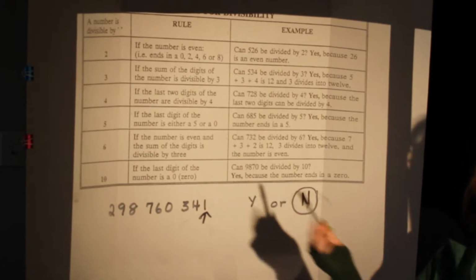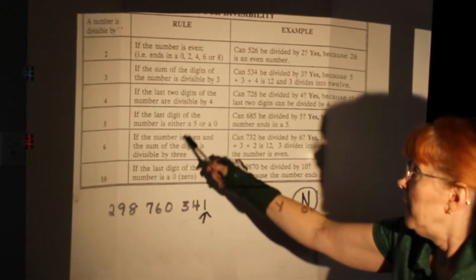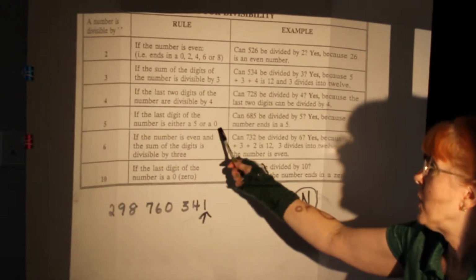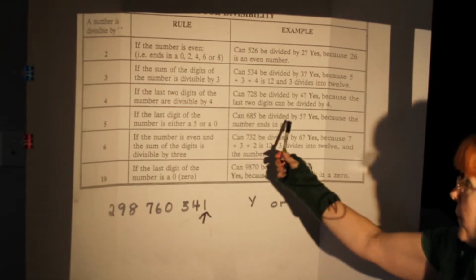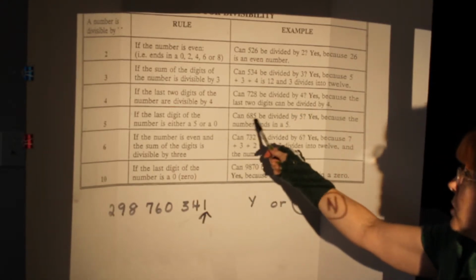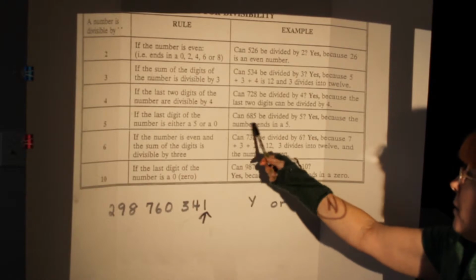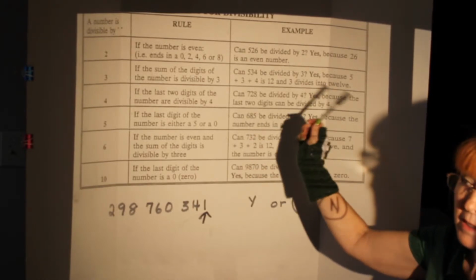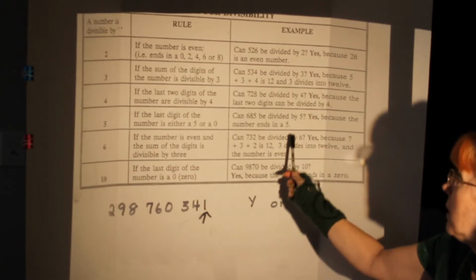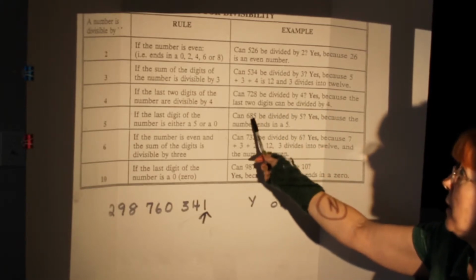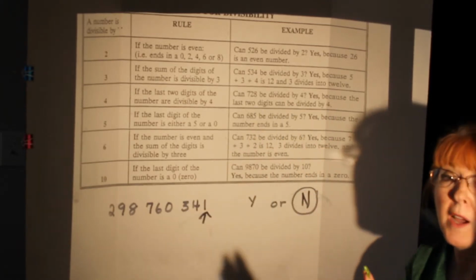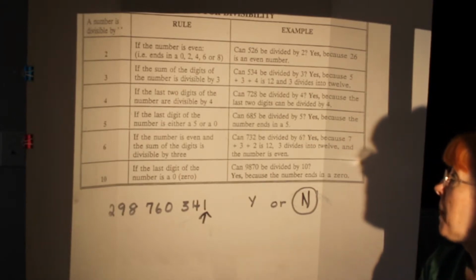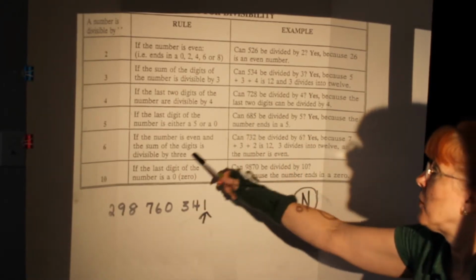5 is the obvious and easy one. Does your number end in a 5 or a 0? If it does, 5 will definitely divide into it. So 685 can be divided by 5 because it ends in a 5. If it was 680, it still would be yes, because it ends in a 0. It'll go in evenly if the number ends in either 5 or 0.